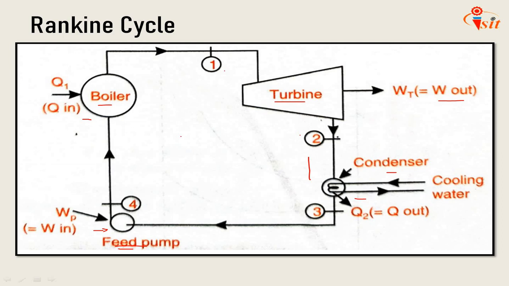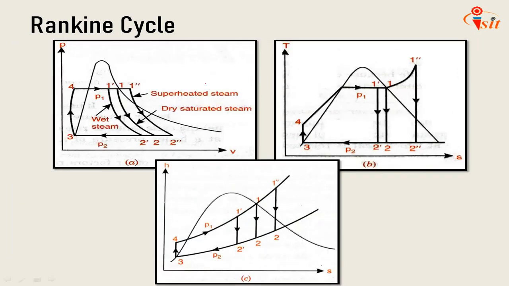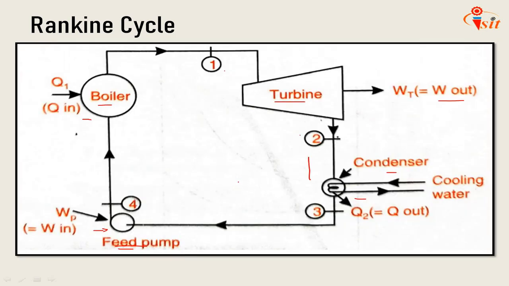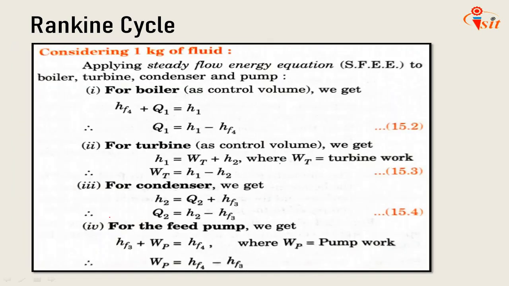Here three figures are there, A, B, C. First figure is the PV diagram, second is the TS diagram, and third one is the HS diagram. Now if we consider 1 kg of fluid flowing in the cycle, we need to apply the steady flow energy equation, SFEE, to boiler, turbine, condenser and feed pump. Ultimately we need to calculate the efficiency here.